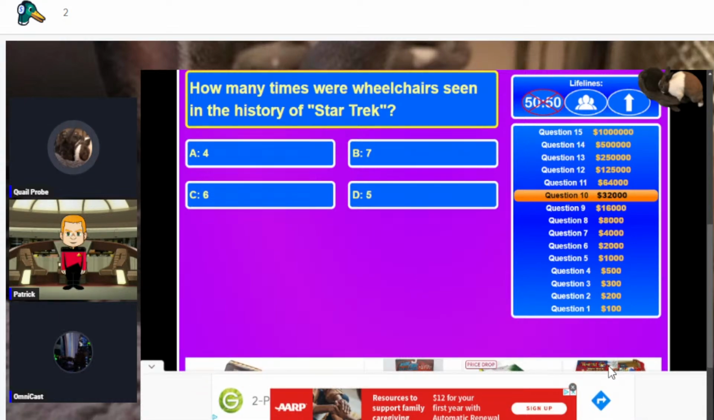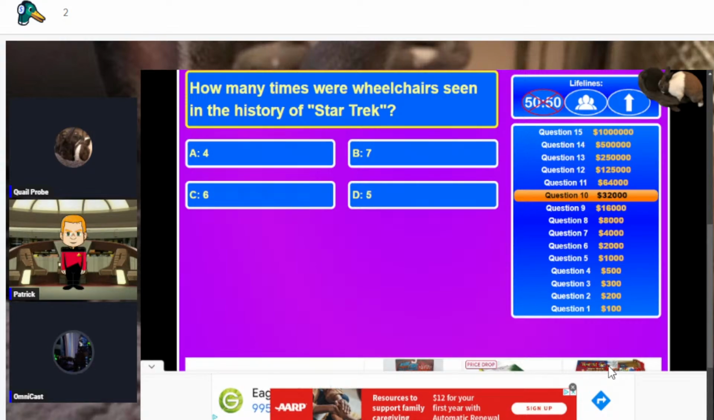So for Omni, for the $32,000 one. How many times were wheelchairs seen in the history of Star Trek? A wheelchair counts as like the hover chair thing. So in the entire history, through TOS, Enterprise, by the way. TNG. Oh, through Enterprise too. Okay, so let's think about this for a second. TOS to Enterprise, just the original series. All right, fine.